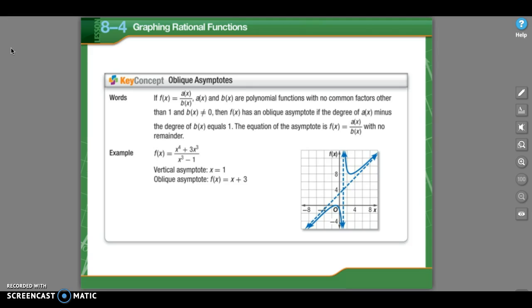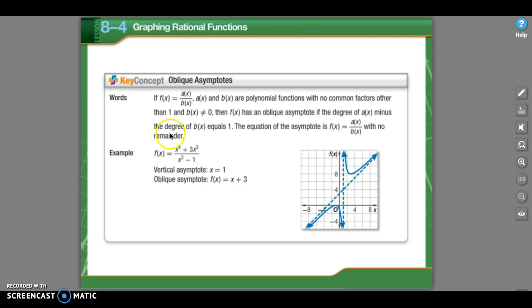So, we have a rational function that's a of x divided by b of x. A and b are polynomial functions with no common factors other than 1, and b of x can't equal 0. Then the function has an oblique asymptote if the degree of a minus the degree of b equals 1. So if you take the highest power on the top minus the highest power on the bottom, and you get 1, then there's an oblique asymptote.